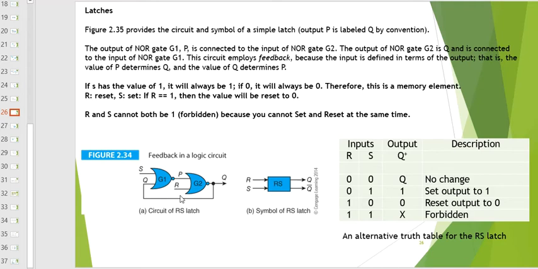This is called a latch. This is called an RS latch. R is reset, S is set. If you look at the truth table, when they are both 0, your output has no change. When R, reset, is 0, but S is 1, the output is 1. When you want to reset the input, it will always reset it to 0. They cannot both be 1s at the same time because you cannot set and reset at the same time. So that is forbidden.